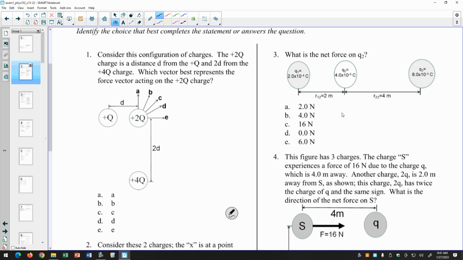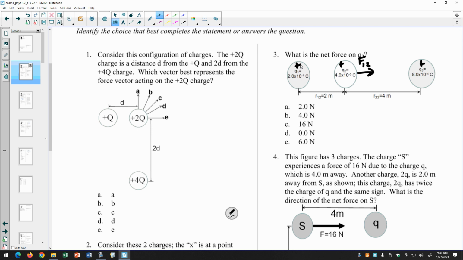So first I'm just going to draw the force vectors. Notice this is positive, and this is positive. So I'm going to have 2 repulsive vectors. Let's do due to Q1. So I'm going to have a force vector in this direction. I'm going to call that F12, the force due to particle 1 on particle 2. And then I'll call this other one F32.